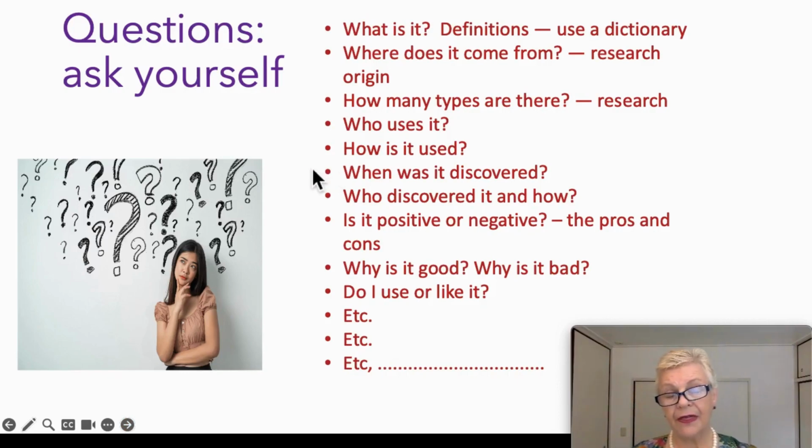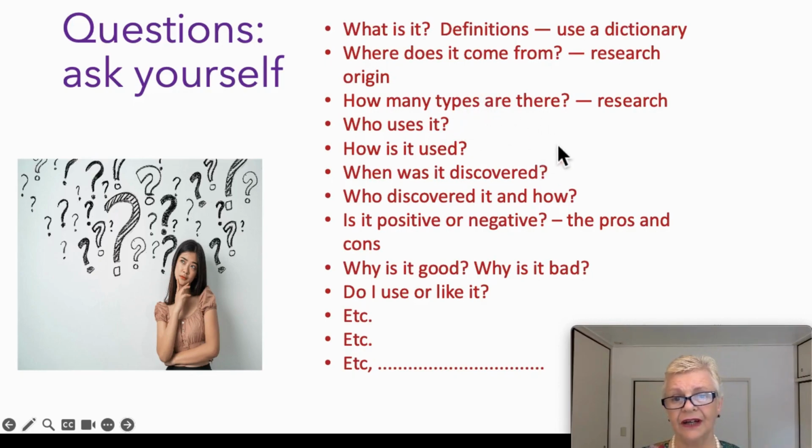So another thing that can really help you with presentations are questions, asking yourself questions. What is your topic? Use a dictionary to make a definition. Where does it come from? You can research the origin of your topics. For example, potatoes, in my case, came from the Caribbean originally, and in the 15th century they were brought to England. Yes, so that's when we started doing them there.